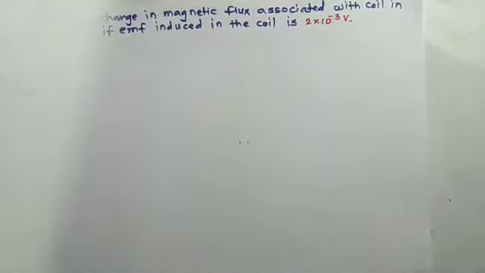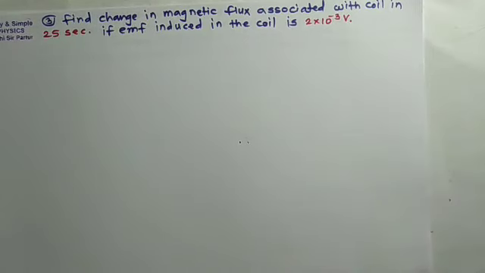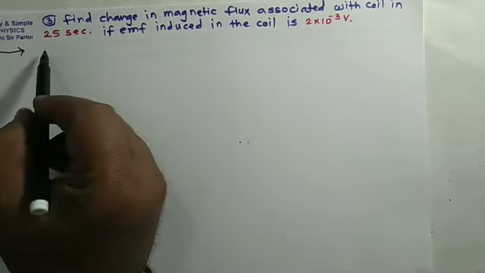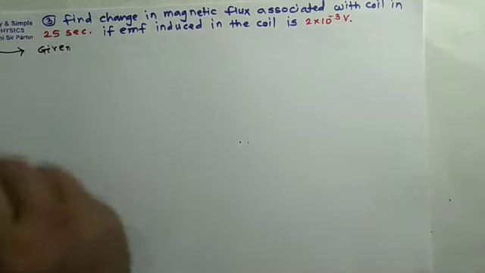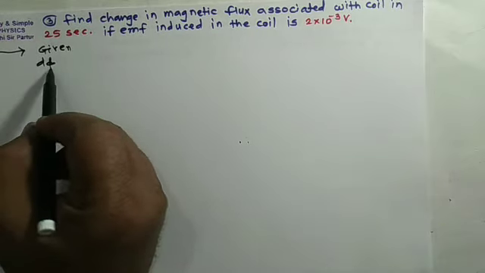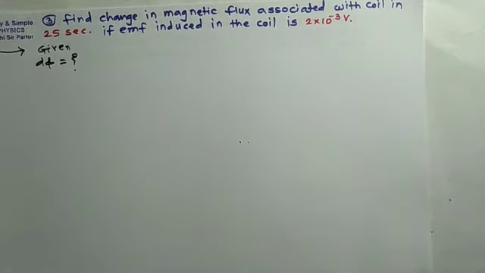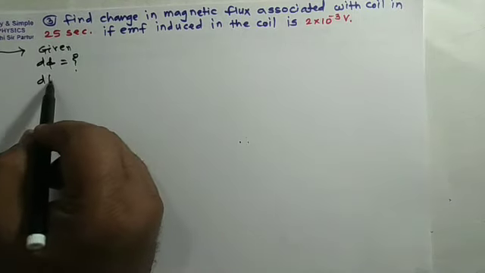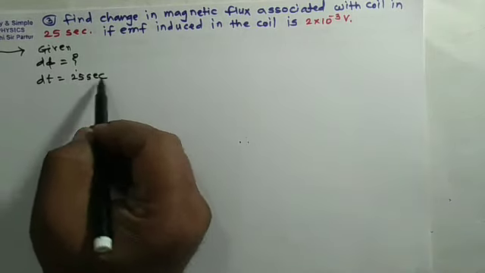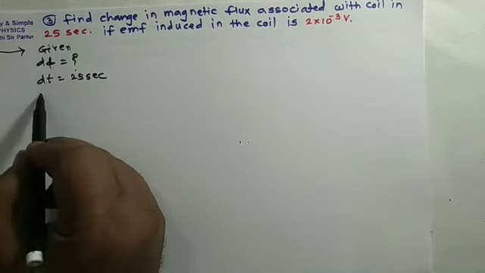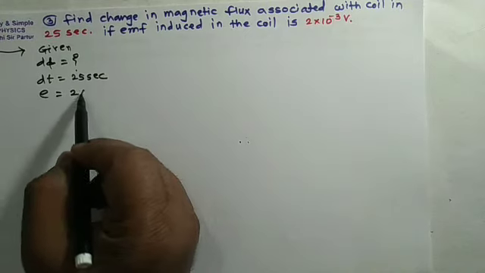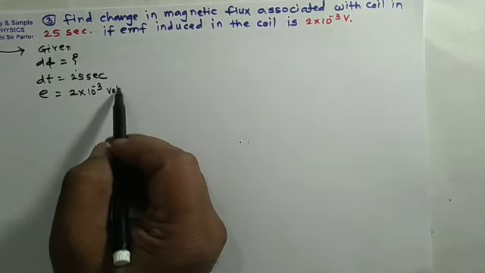Another example will be seen, that is, find the change in magnetic flux associated with coil in 25 seconds, if EMF induced in the coil is 2 into 10 raised to minus 3 volt. So here, such problem we can solve. The values are given, we can find out change in magnetic flux d phi. Time is given as 25 seconds, and EMF which is induced in the coil will be 2 into 10 raised to minus 3 volt.